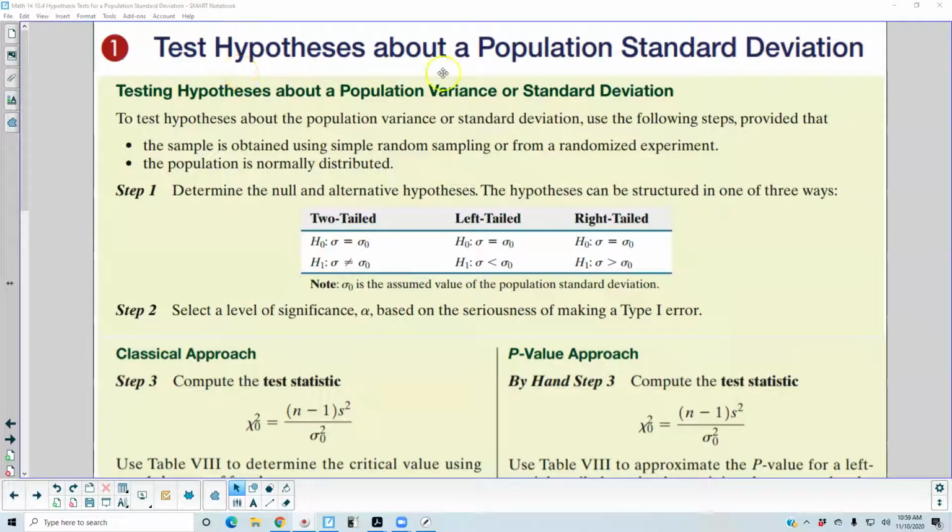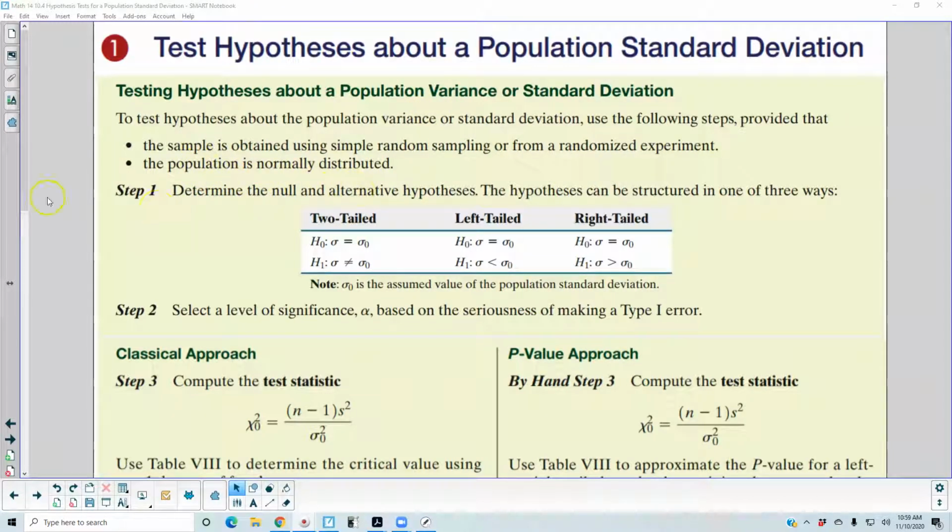Test hypothesis about a population standard deviation. To test hypothesis about the population variance or standard deviation, we're going to use the following steps, provided that the sample is obtained using simple random sampling or from a randomized experiment, and the population is normally distributed.